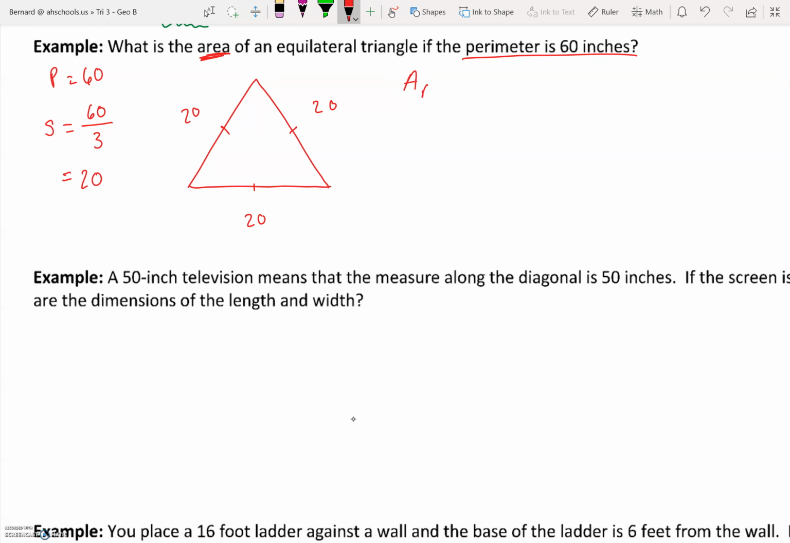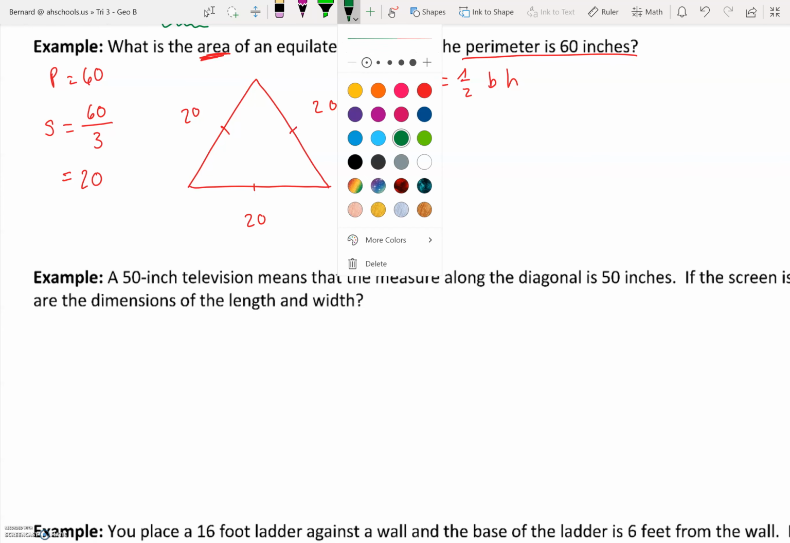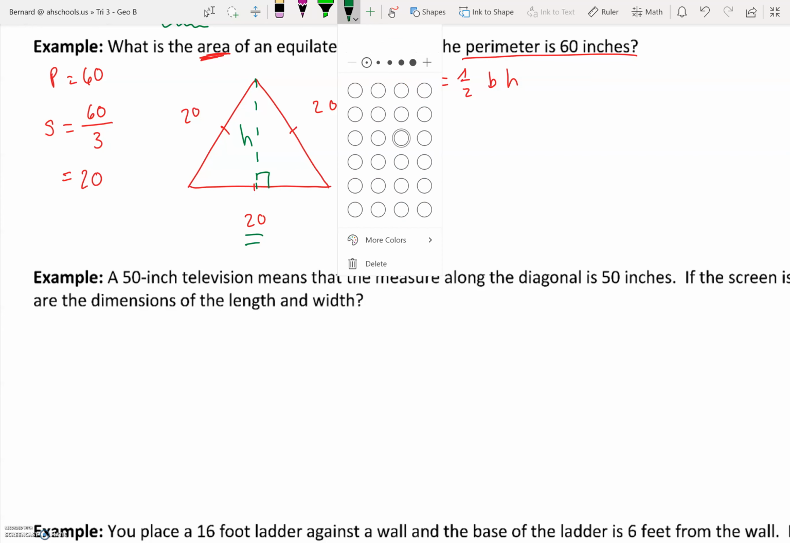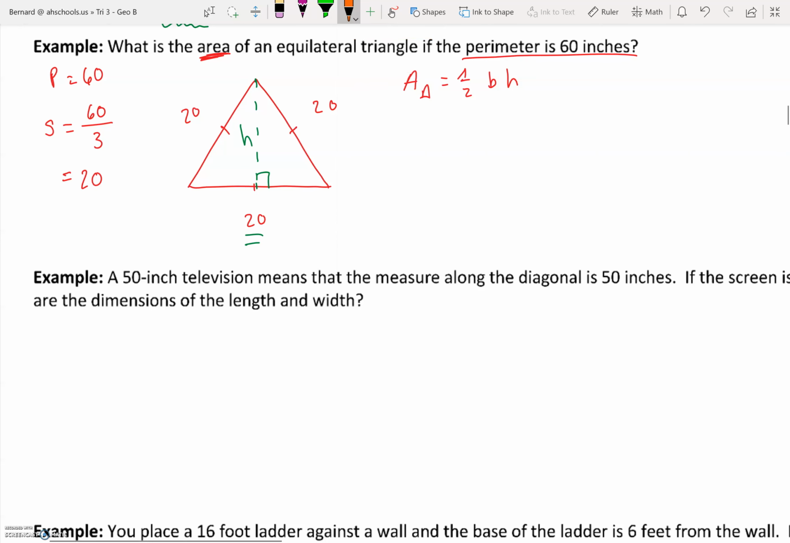So again, we want 1/2 base times height, right? And so we have a base. We can call it 20. But our height is that imaginary line we can draw that creates a right angle. Call it h this time. We need to figure out that before we can figure out the area. So let's focus on, this time I'm going to do it a little differently, this orange triangle here.